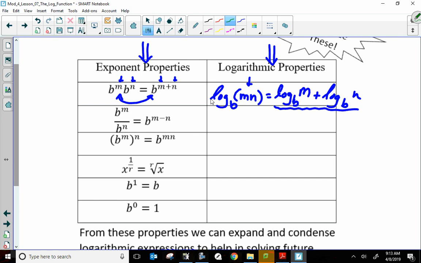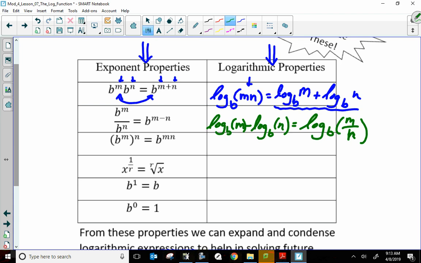Okay, let's do the next one. If I'm taking the log, I'll start with the expanded version first. Log base b of m minus log base b of n. Well, that's like dividing them because subtraction and division tend to go together. m over n.